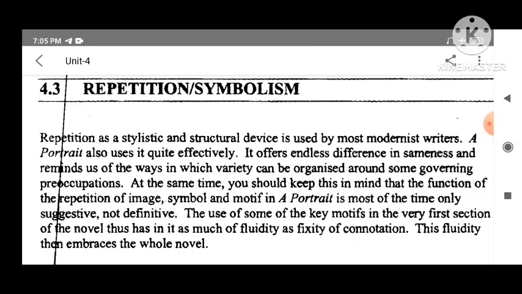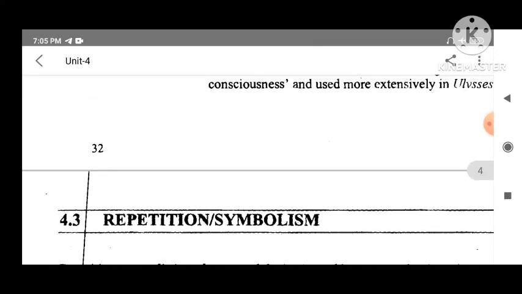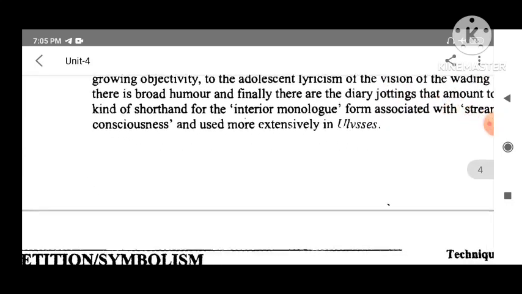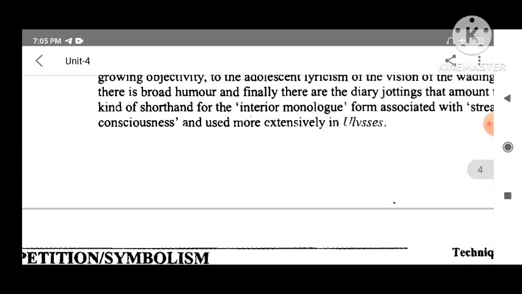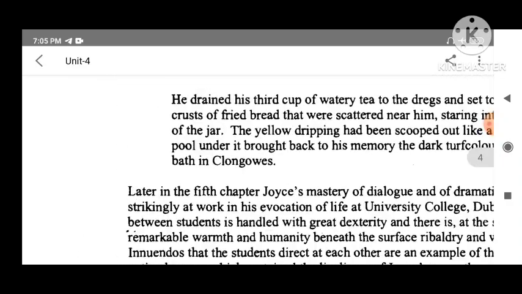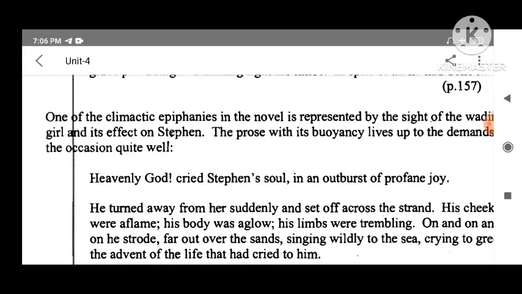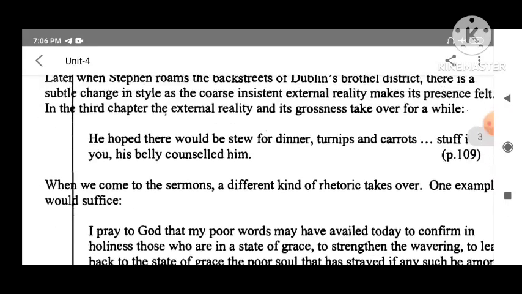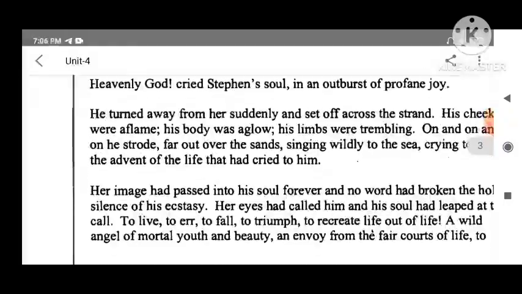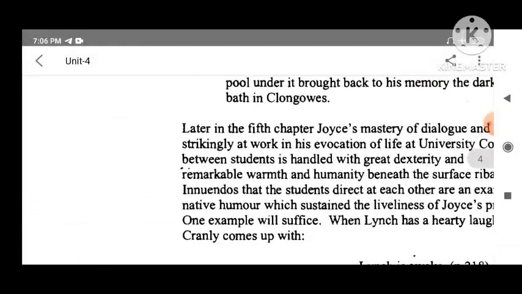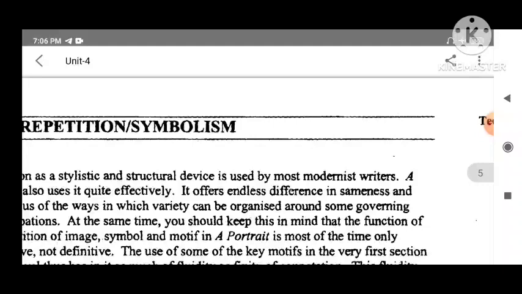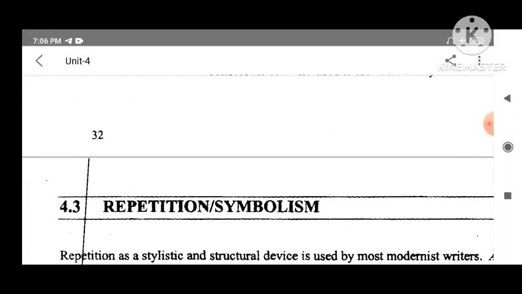Okay, so we will go to techniques in A Portrait of the Artist as a Young Man by James Joyce, which I have already completed. That is Unit 4, page number 4. You can go through my previous video so that you will get clarified about my videos. Okay, so techniques, half of the course I have already covered.